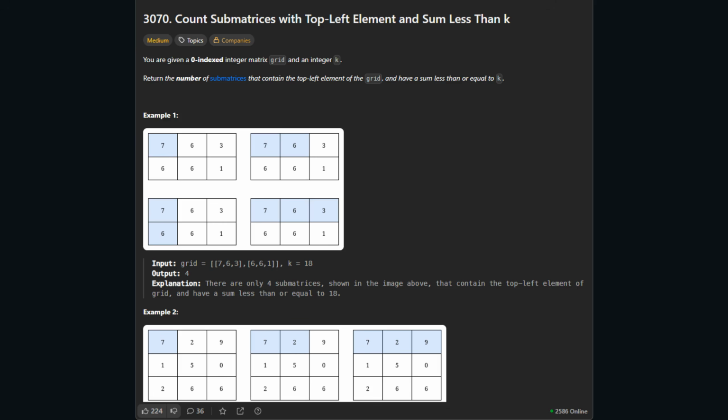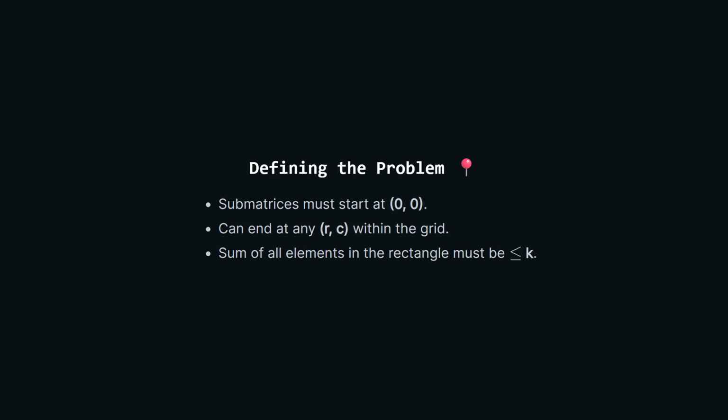We're given a grid of numbers and a target value called k. Our job is to find out how many different rectangular submatrices, starting at the very top left corner, that is, coordinate 0, 0, have a total sum that is less than or equal to our limit k. The key detail here is that every submatrix we care about must include the top left corner. This simplifies things a lot. It means we only need to look at rectangles that expand from that one fixed starting point at the top left. We just need to find all possible ending points where the resulting sum stays within our limit.